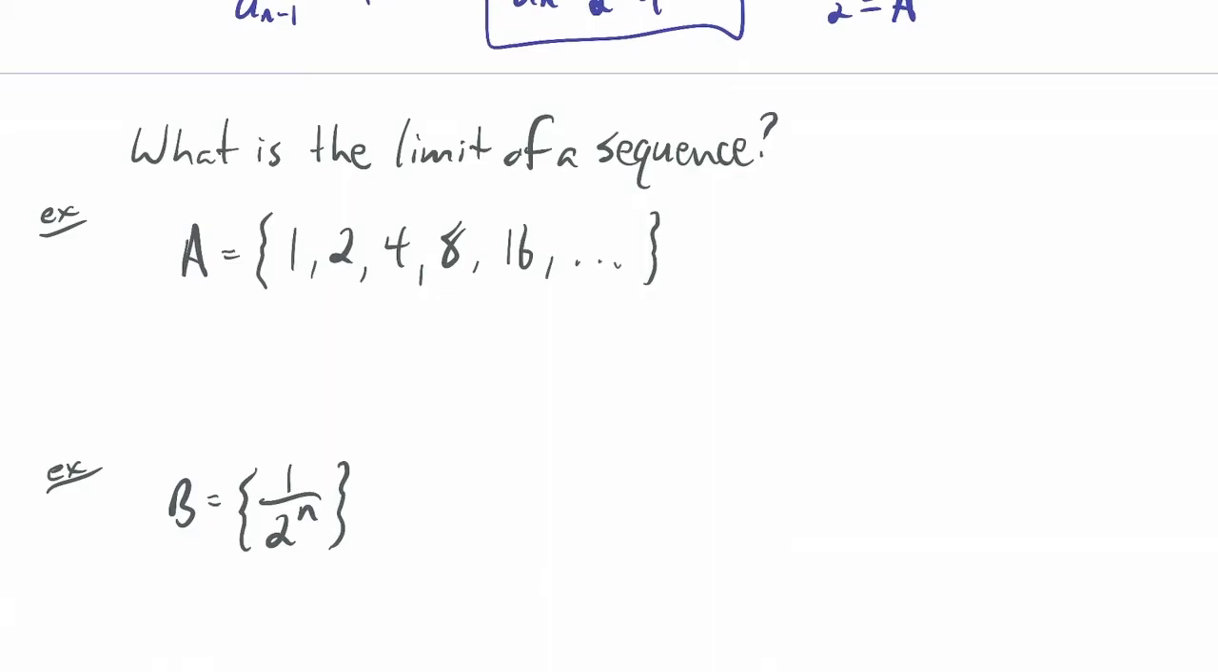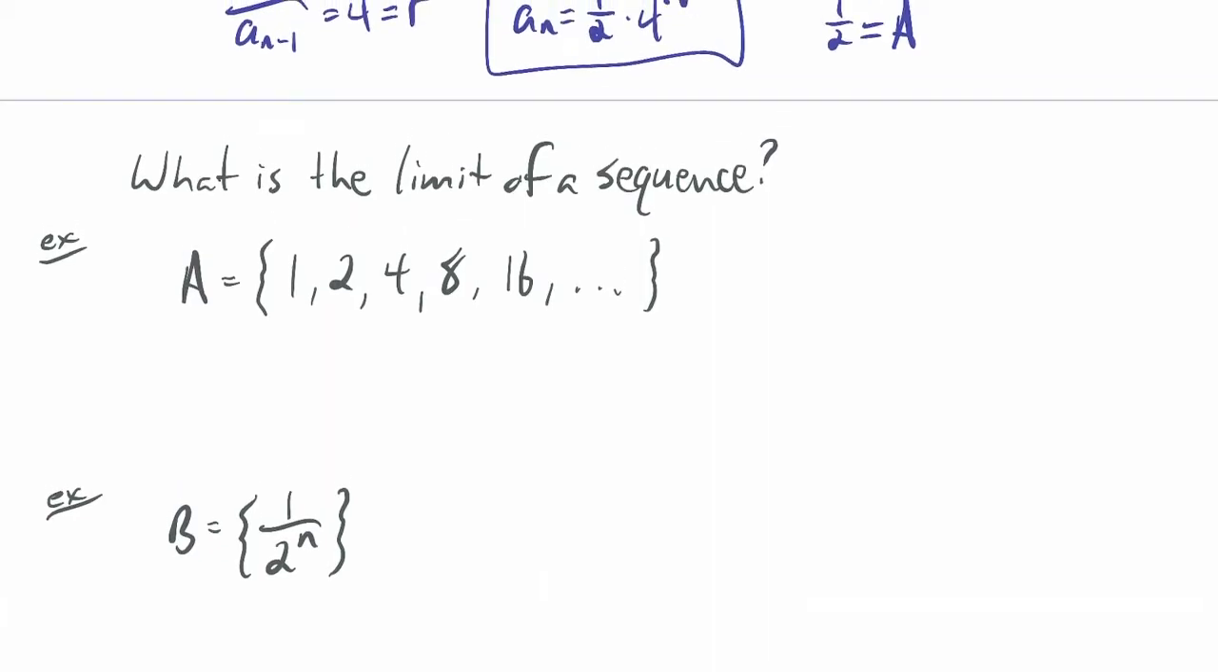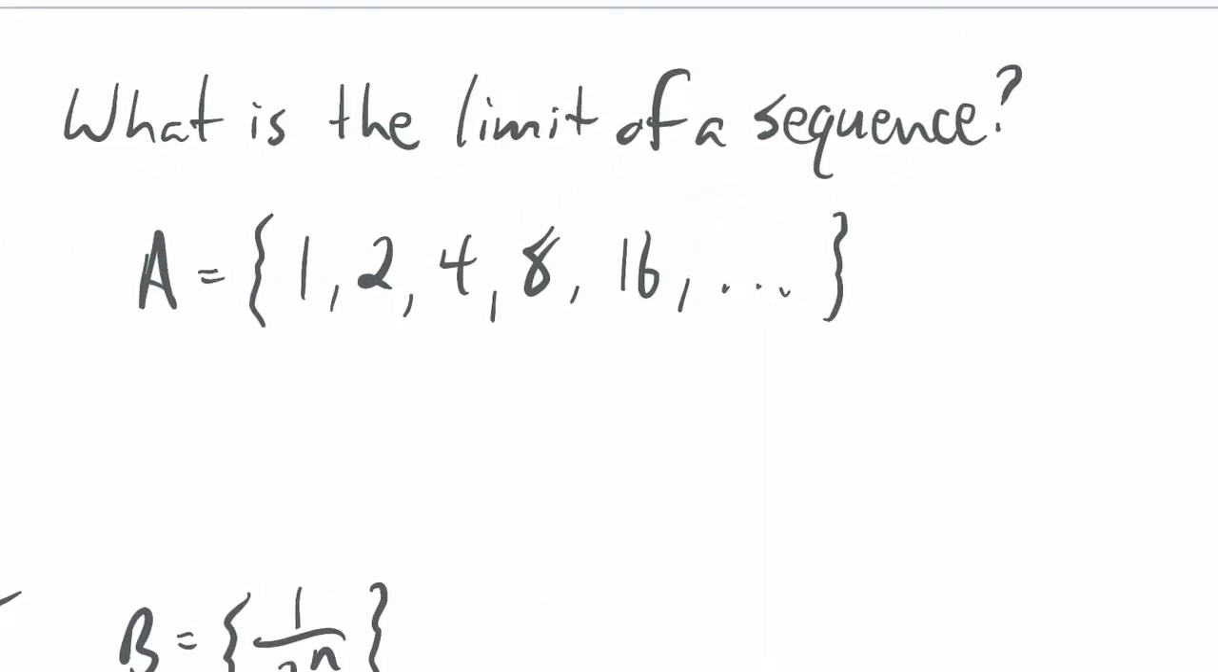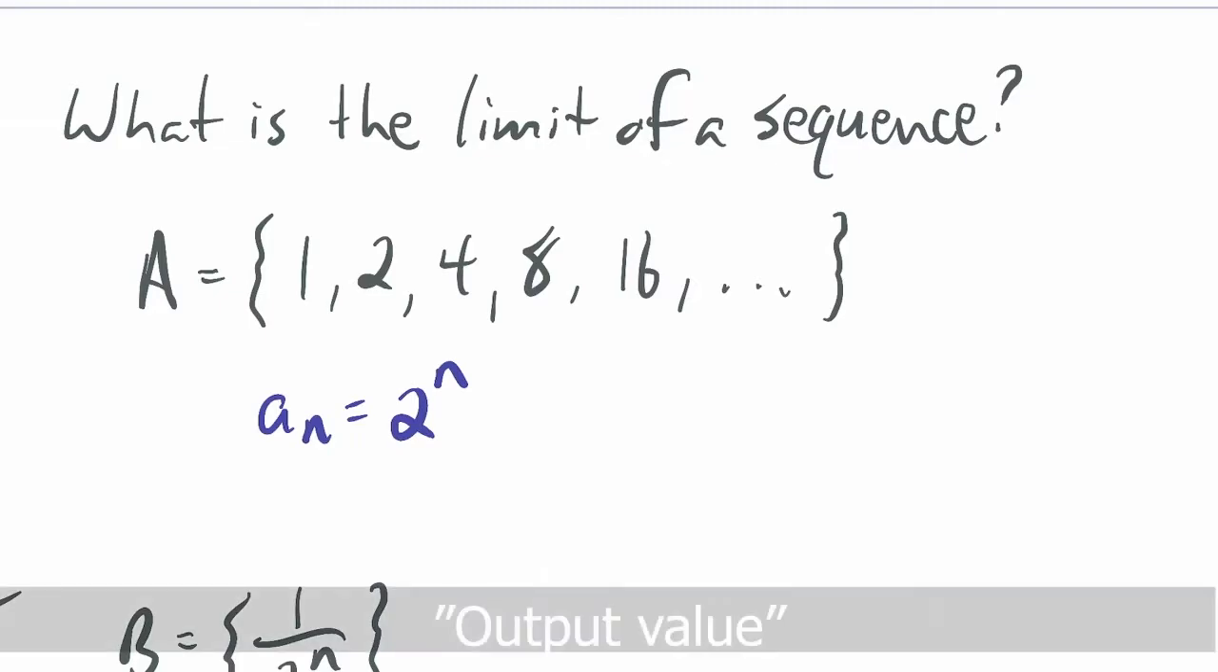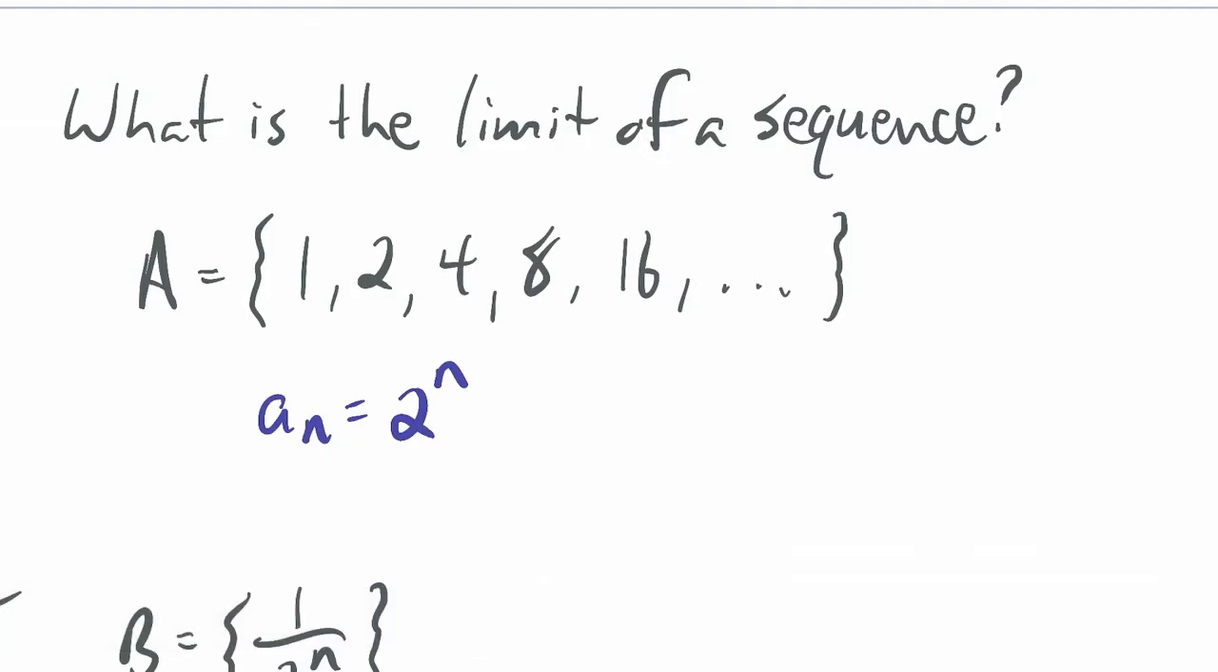Basically, the reason for that is a sequence is a function. What do I mean by that? So if I look at this sequence, I could say that a sub n, the closed form, is, say, 2 to the n power, and n starts with 0 in this case. So n is the input value, and then 2 to the n is the output value. So really, a sequence is a function from what are called the natural numbers to the real numbers.